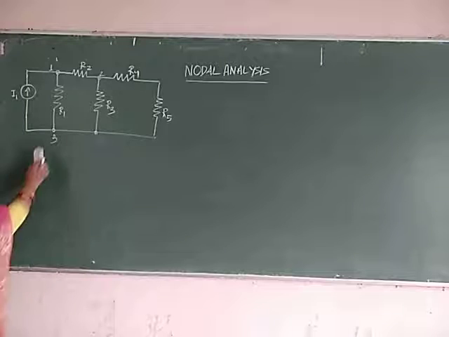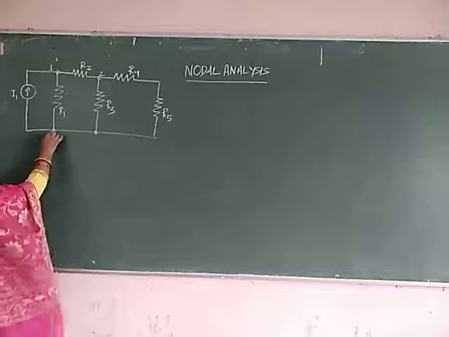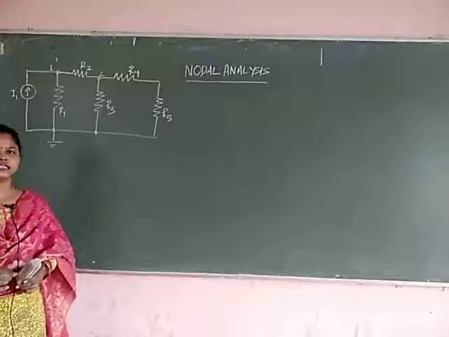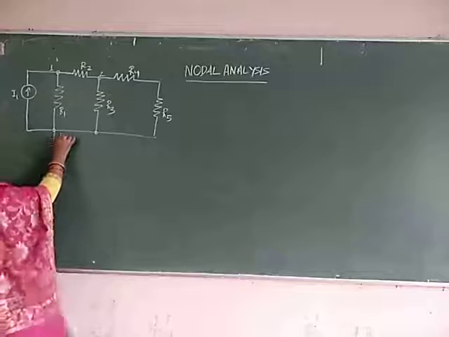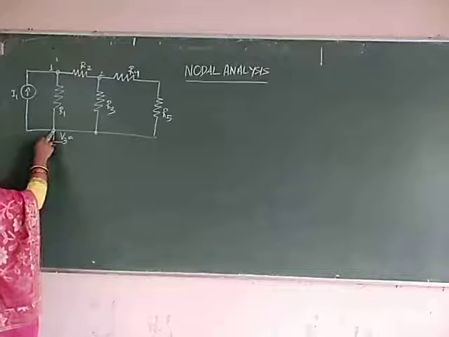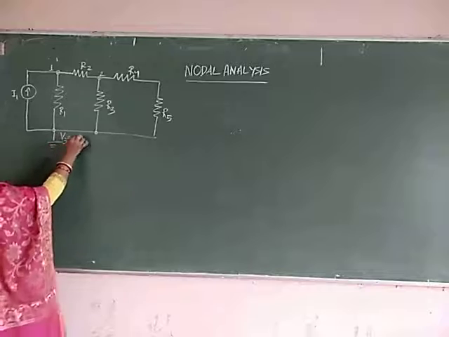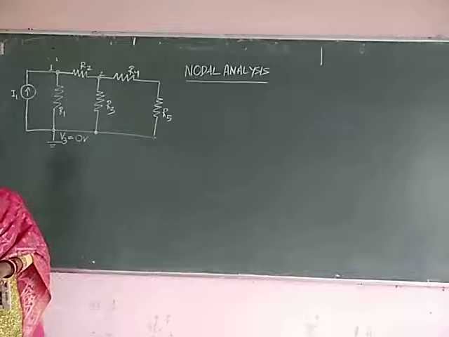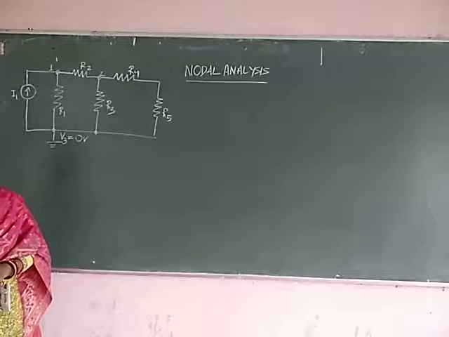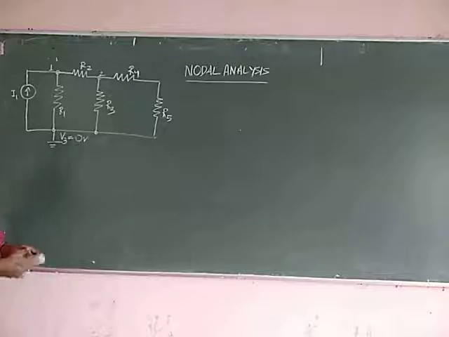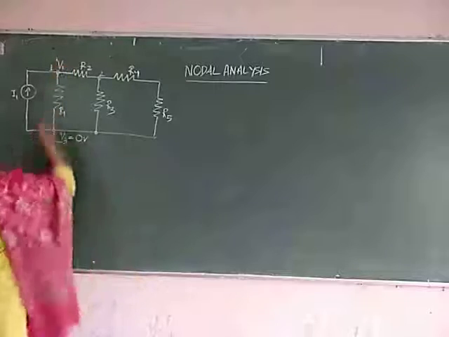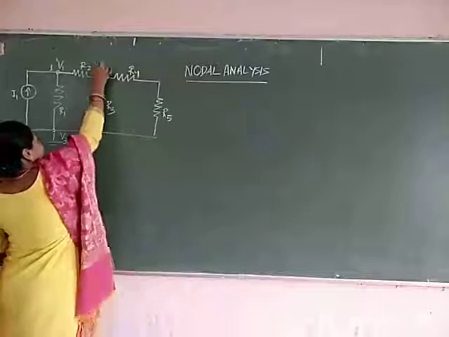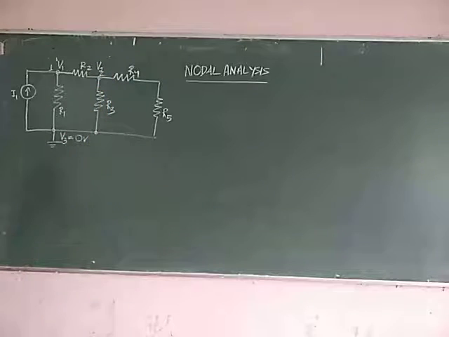Then second step is to assume one node as a reference node. Here I assume node 3 as a reference node. Reference node means where the potential is 0. This node is 3, here the potential is 0. Then next step, you assign voltages to each non-reference node. Here for node 1 I assume voltage is V1, at node 2 I assume voltage is V2.